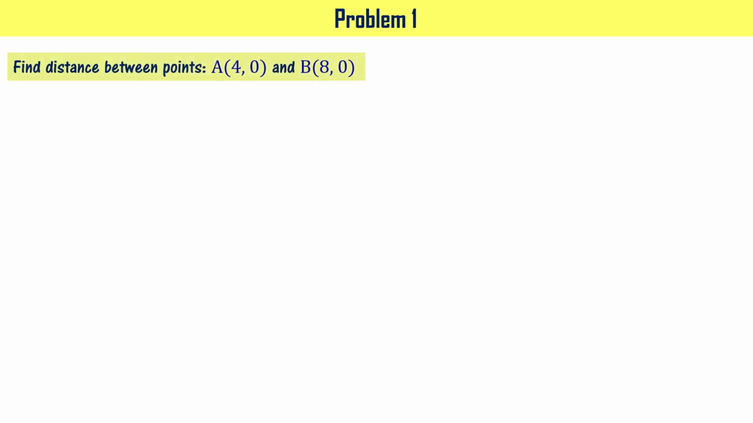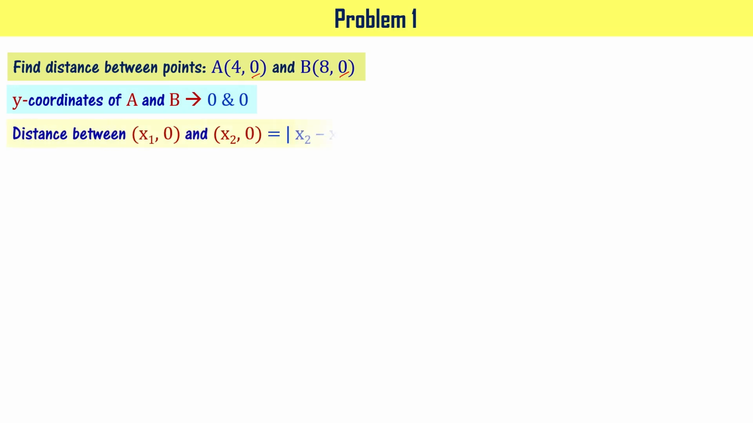Let us solve some problems based on this concept. Find the distance between points A equal to 4 comma 0 and B equal to 8 comma 0. As you see here, the y coordinates of A and B are 0, right? It means we can apply the formula we have learned for this kind of system. Distance between x1 comma 0 and x2 comma 0 can be written as modulus of x2 minus x1, right?